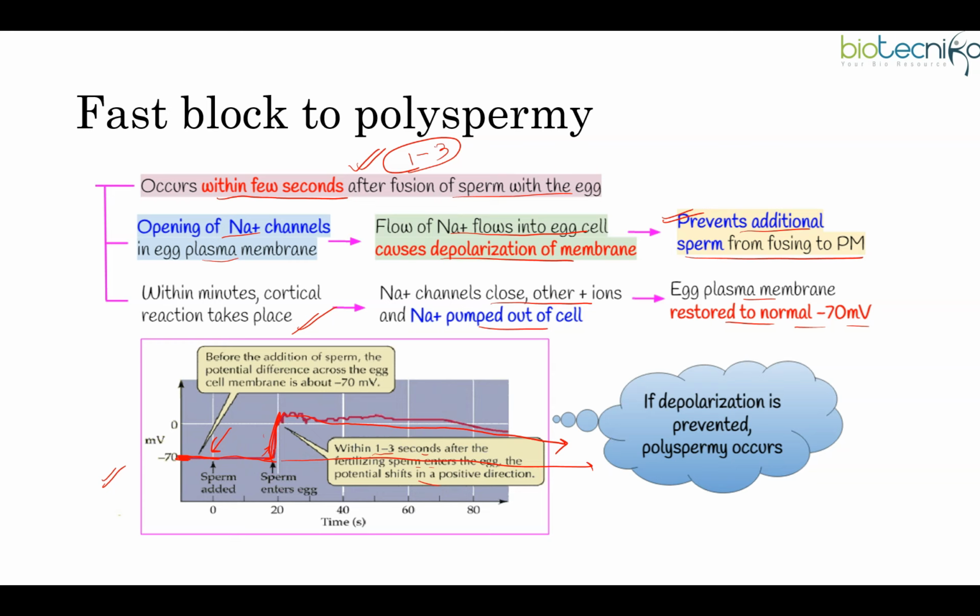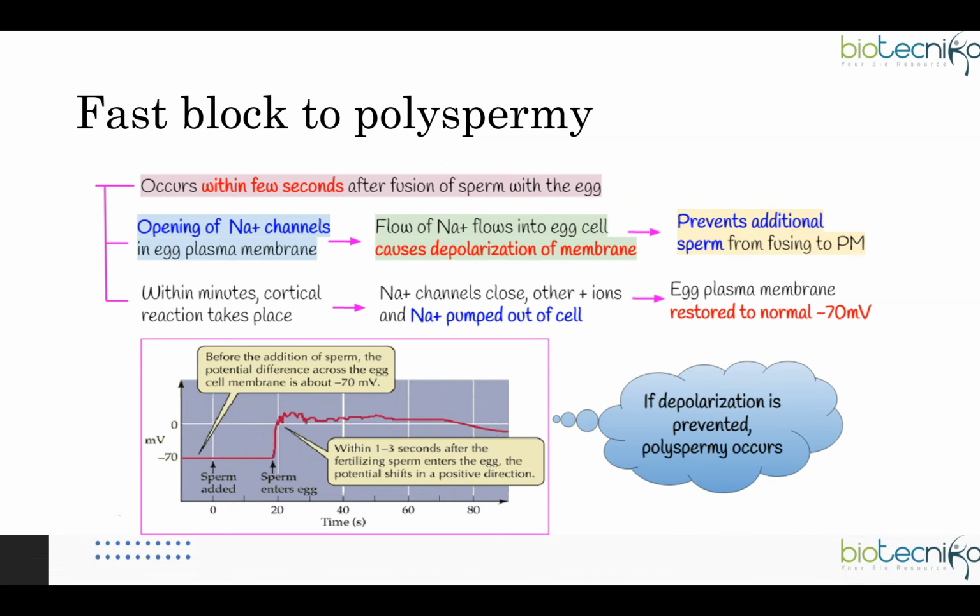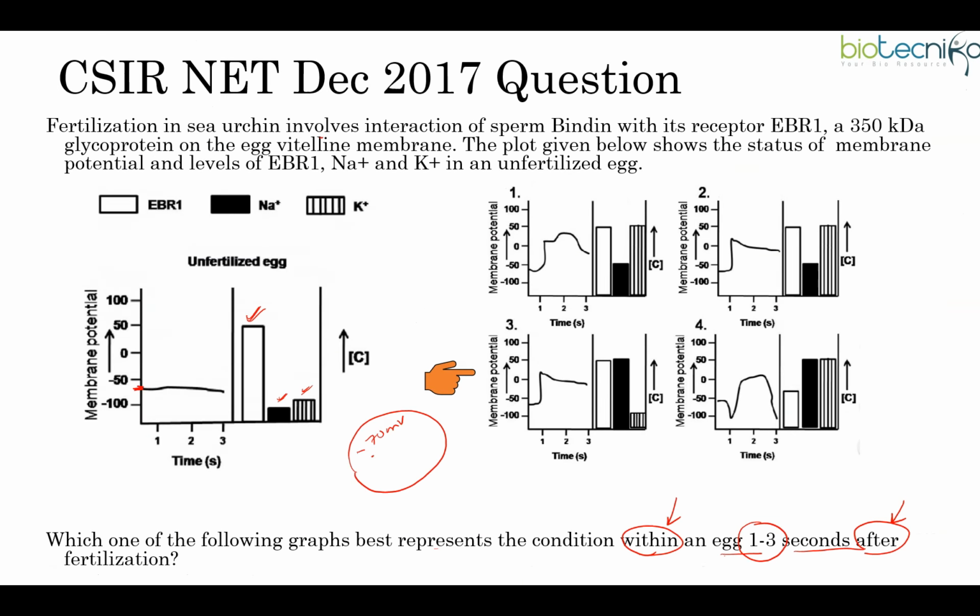Since this is a block to polyspermy, if you prevent the depolarization, polyspermy will be occurring. So that's why here we can see in this graph that the potential difference is increasing within 1 to 3 seconds and then again it is falling down. And regarding the sodium ion, since it flows inside the cell, as we saw, its concentration is going to increase within this time frame. But nothing happens to the potassium ion. That is why its concentration remains low.